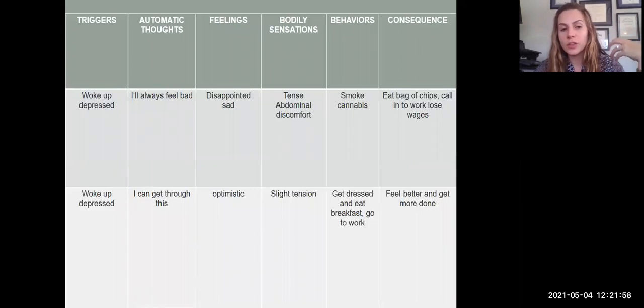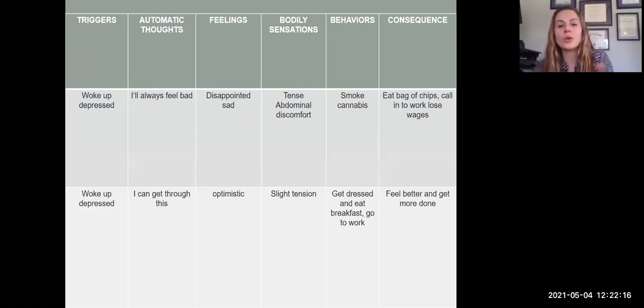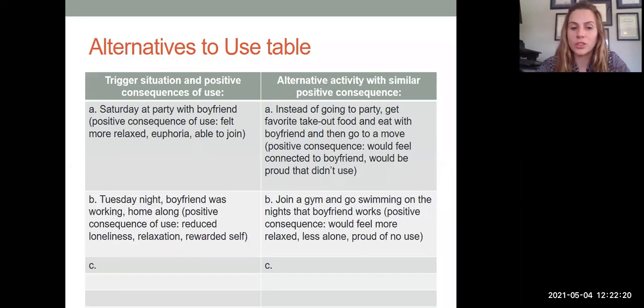So I go back to my functional analysis, and now that I've identified, okay, the trigger is waking up depressed, and what are the positive and negative consequences? What is the outcome that I actually want? Well, that can lead to a conversation. How do I set myself up in between, right? What do you need to do in between those things so that you have the outcome that you actually want?